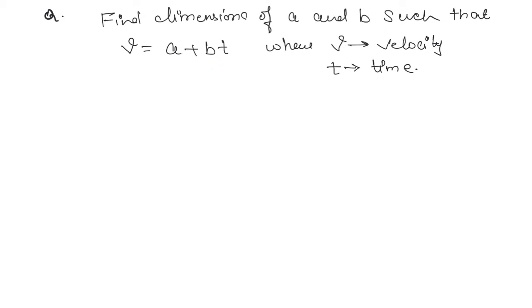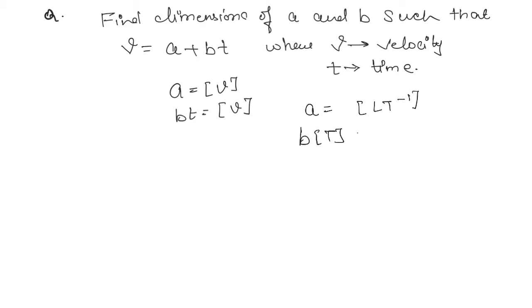We can say A is velocity, BT is velocity, and velocity plus velocity will give you velocity. That's why A will be equal to LT minus 1, and BT is LT minus 1. So B will be LT minus 2. Okay, class.